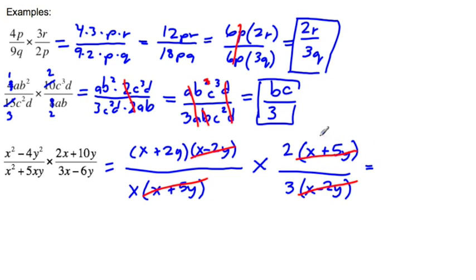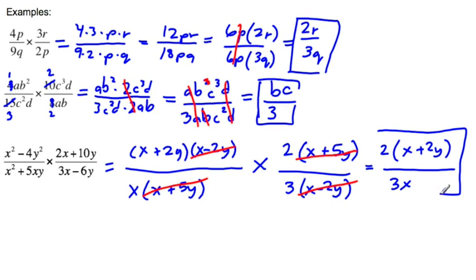Now I can't seem to cancel anything else, so my answer is going to be 2 times, in parentheses, x plus 2y, over 3 times x. So my final answer is 2 times (x plus 2y) over 3x. I can't cancel out these x's because, again, this is a joined term, x plus 2y.